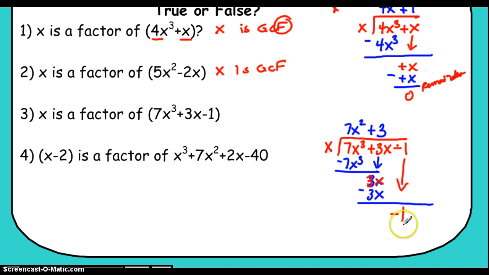That's a polynomial or a whole coefficient. So this is my remainder, and that's why this one is true, this one is true, but this one is false, because it's not giving me a remainder of 0. It's not a perfect factor.